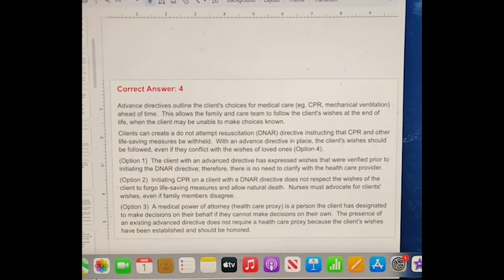And the answer is number 4. Advanced directives outline the client's choice for medical care ahead of time. This allows the family and care team to follow the client's wishes at the end of life when the client may be unable to make choices known. Clients can create a do not attempt resuscitation directive instructing that CPR and other life-saving measures be withheld.